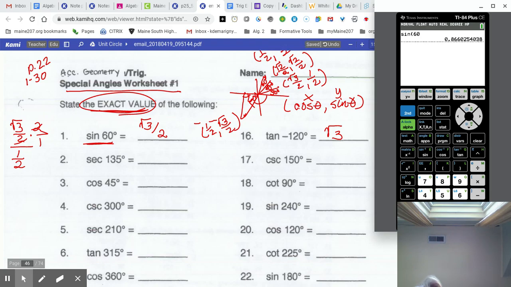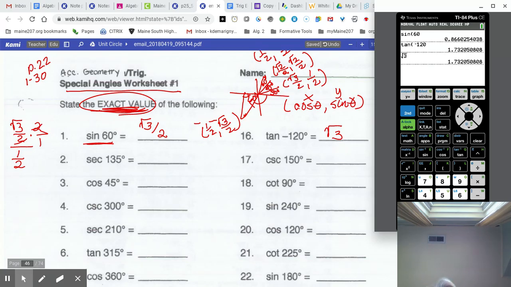Now, if you wanted to check that, let's just go check it. Let's do tan of negative 120, and it'll tell me it's 1.73. And if I type in the second square root of 3, cross your fingers, it's exactly the same thing. So whenever we ask you for exact values, we are not looking for any of these decimals, though I'm fine if you use your calc to check it. Just make sure that you do know how to do it.